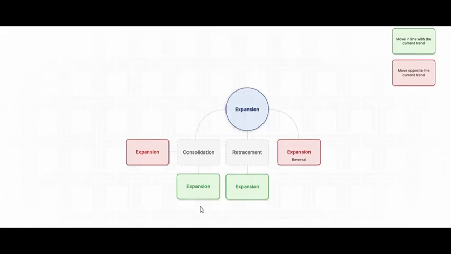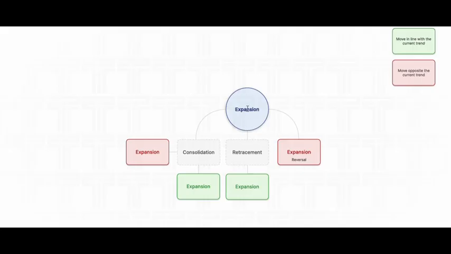Alright, so check the colors of this flow chart, right? So move in line with the current trend, move the opposite trend. So when you see the colors and then how it's being represented here, just know what we mean. So now the whole move with the expansion, because we are making our monies based on expansions, right?